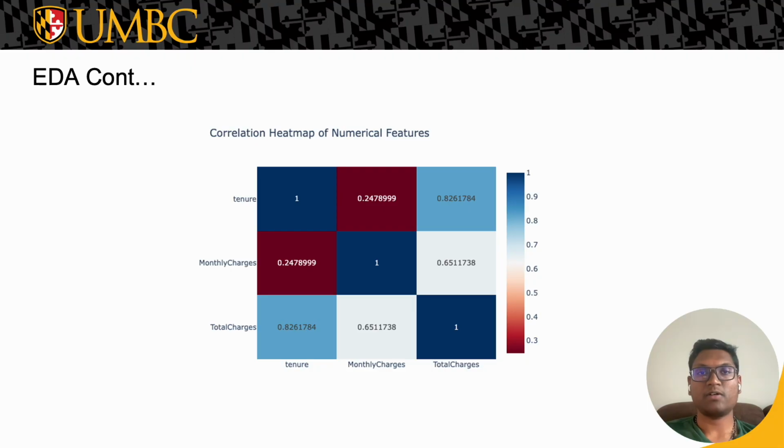This heat map shows the correlation between the key numerical features. As we would expect, tenure and total charges are very strongly correlated with a value of 0.83. This makes sense. The longer a customer stays, the more they pay in total.